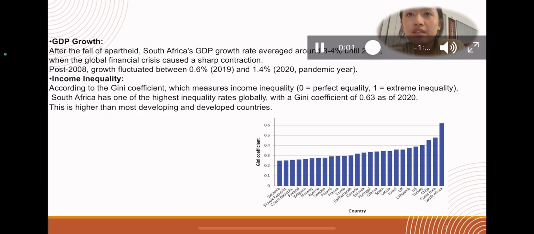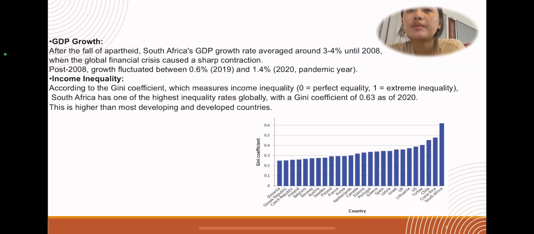South Africa's history, particularly the legacy of apartheid, continues to affect its business environment today. From 1948 to 1994, the country was under apartheid, which led to racial segregation and economic isolation. This created a legacy of inequality which remains a significant issue today. Let's look at the GDP growth over the past few decades.